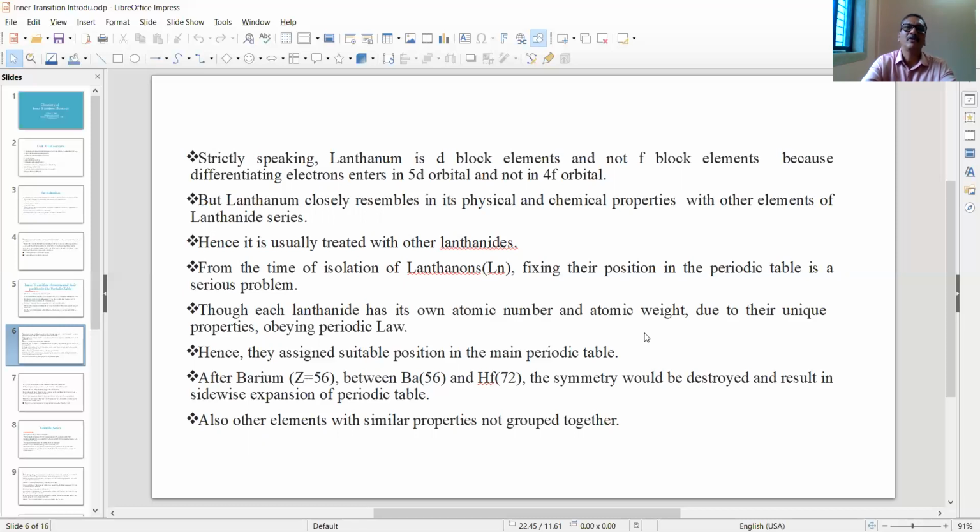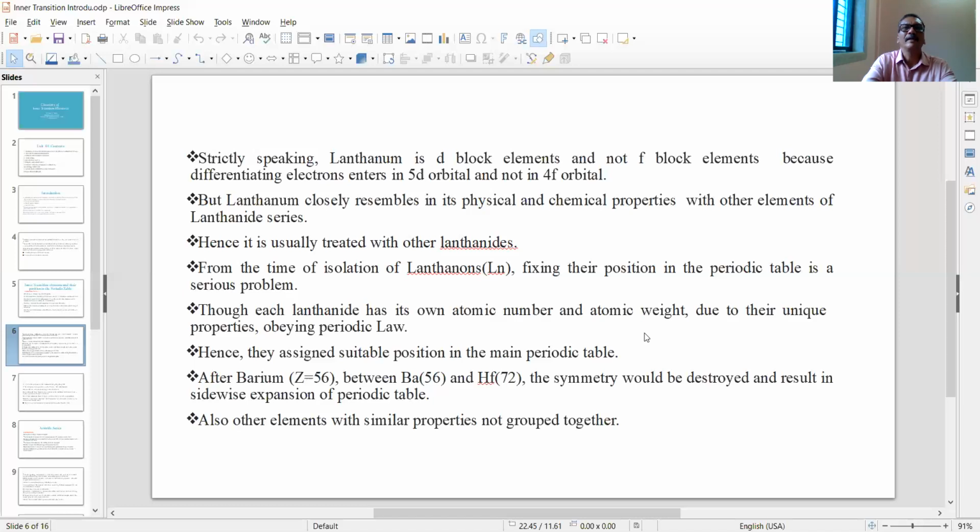In lanthanum, the electron configuration is 4f0, 5d1, 6s2. There is no electron in the f orbital. Our definition of a lanthanide is an element with an incompletely filled f orbital, but in lanthanum the f orbital is vacant. There are no electrons there. That's why it is not a true lanthanide. It is a d block element. But lanthanum closely resembles the other elements of the lanthanide series in its physical and chemical properties. Therefore, it is usually treated with the other lanthanides.